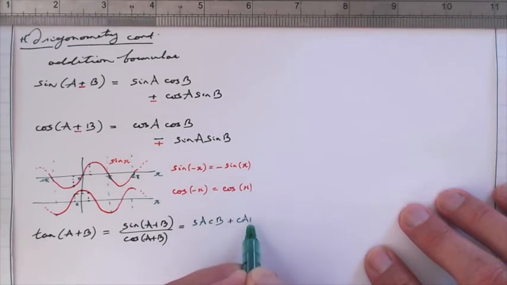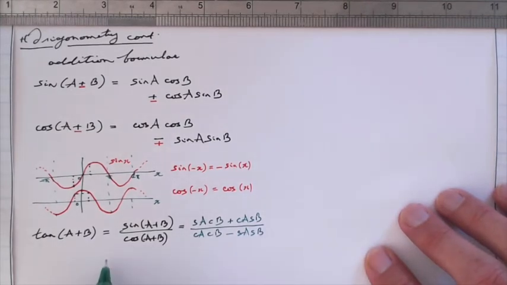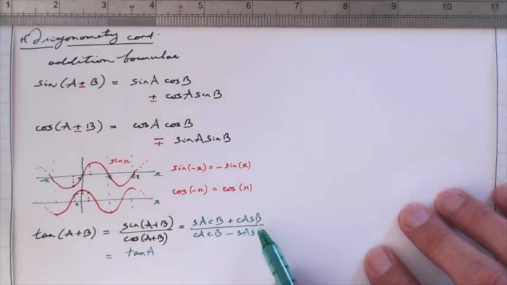plus cosine A sine B, all divided by cos of A plus B, which is cos A cos B minus sine A sine B. And then what I want to do is divide the top and the bottom by cos A cos B. So if I divide this first term by cos A cos B, the cos B will cancel and I'll be left with sine A over cos A, which will be tan A. And then if I divide the next term by cos A cos B, the cos A's will cancel and I'll have sine B over cos B, which is tan B.